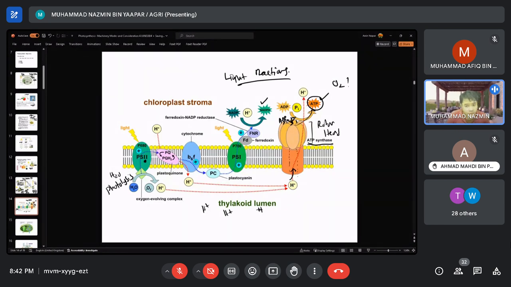It is super strong. If you think about it, can you break water? No matter how sharp your knife is, you're not going to be able to break water, can you? But this thing is happening as easy as cutting through a jelly. So very easy. Yeah, so that's how you get your oxygen. Okay, so now you know where you get your ATP, your NADPH, and also your oxygen.